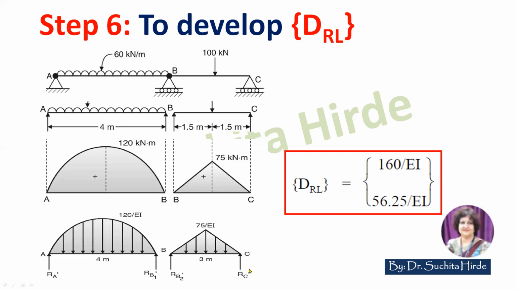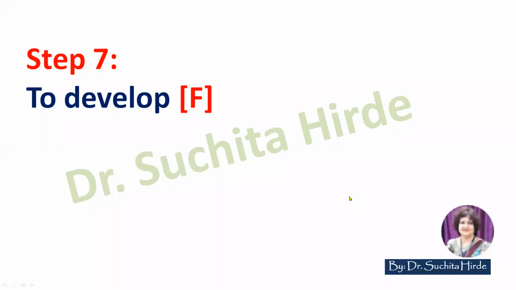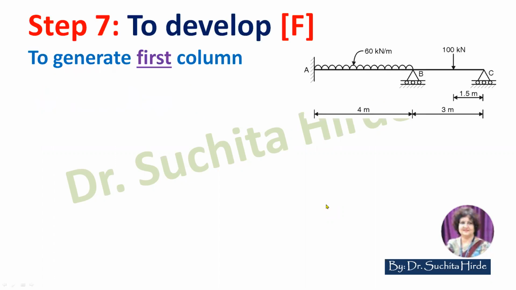Now we will develop flexibility matrix. The size of flexibility matrix is 2 by 2 because here unknown redundant reactions are 2. So we first develop or generate first column of flexibility matrix. You know that flexibility coefficient means the displacement. If you designate F11, it means displacement at 1 due to unit rotation at 1. F12 means displacement at 1 due to unit rotation at 2. So this is the basic definition of flexibility coefficient.